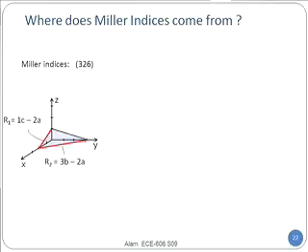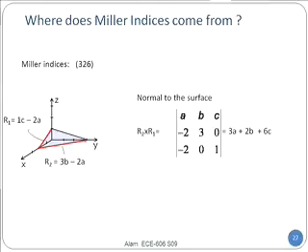Then I get a vector perpendicular to the surface from R1, and I take a cross product. I hope that you remember how to take a cross product, but look at the answer, 3a plus 2b plus 6c.